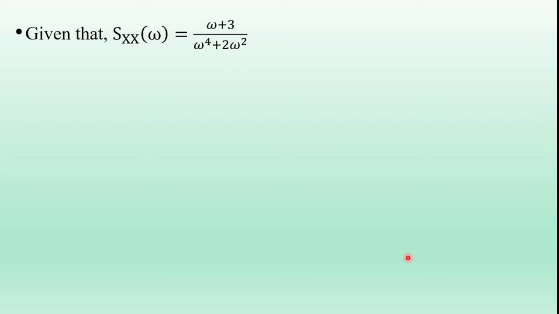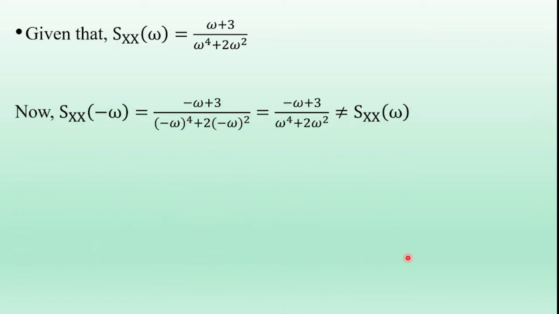And coming to the second bit solution. Given that the power spectral density is (omega plus 3) by (omega power 4 plus 2 omega square). Substitute omega equal to minus omega, we get Sxx of minus omega is equal to (minus omega plus 3) by (minus omega power 4 plus 2 minus omega square), which is equal to (minus omega plus 3) by (omega power 4 plus 2 omega square), since minus omega power 4 is omega power 4 and minus omega square is omega square.